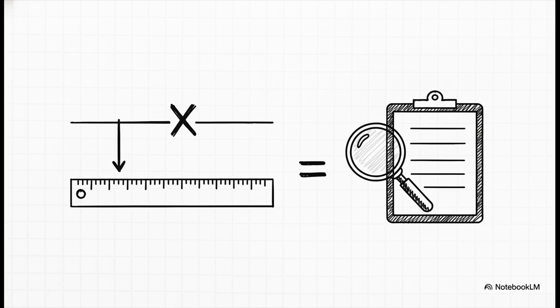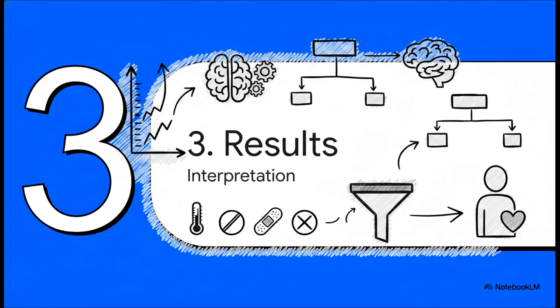The formula for the VAS score is literally just the physical distance from the start to the patient's mark in millimeters. For example, if you lay down your ruler and the distance is 45 millimeters, boom, the score is 45. If your hospital uses a 1 to 10 scale instead, you just divide by 10, giving you a 4.5. It is really that direct. So, the crucial point is, how do we use this? Let's get into section 3, clinical interpretation of results.